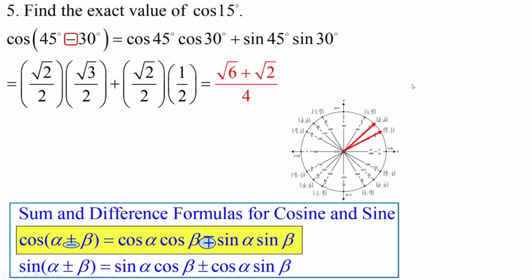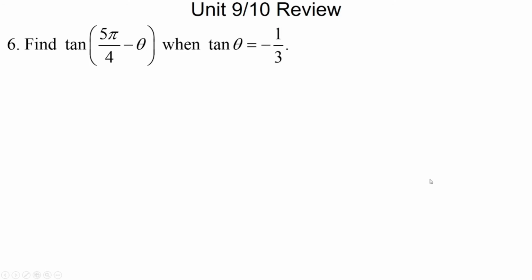And we'd leave it just like that, because if we punch that out, we would get an irrational number. And that we would have to round, and they asked us for an exact answer. All right, number 6. This is our final identity other than the angle formed by the intersection of 2 lines.